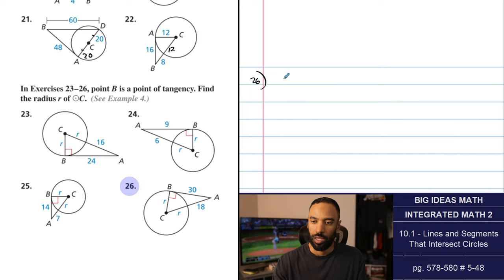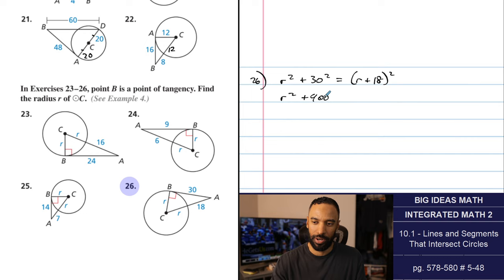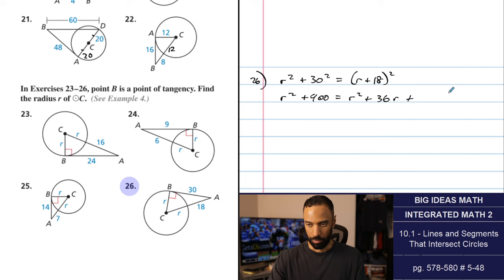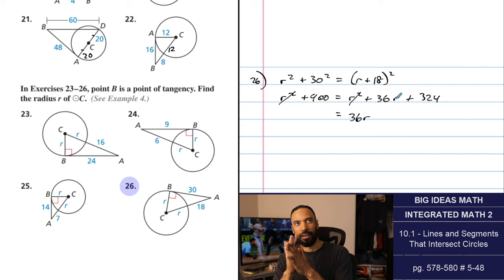You have R squared plus 30 squared here. And over here, you have R plus 18 quantity squared. So R squared plus 900. And this is R squared plus 36R, double 18 times R. And then 18 squared is 324. R squareds cancel. You are left with 36R on this side. And on that side, you have 576.